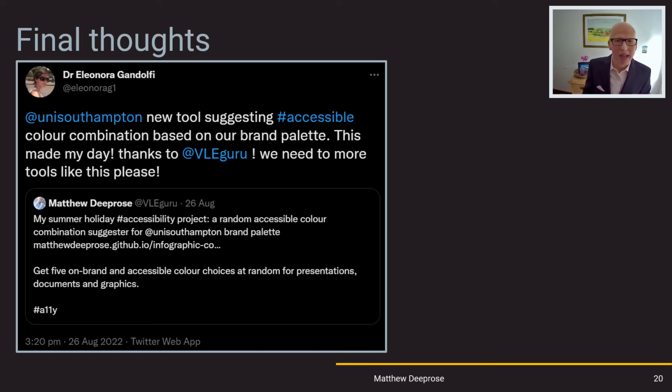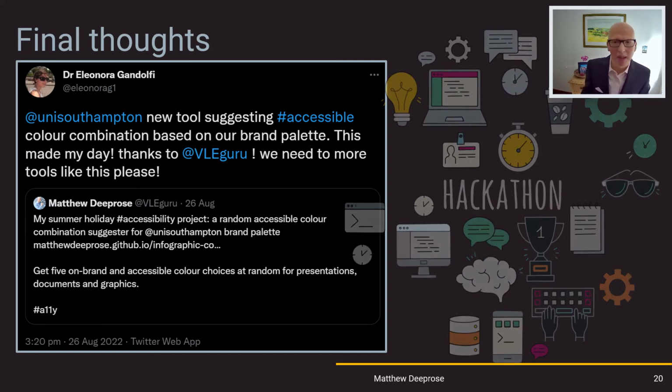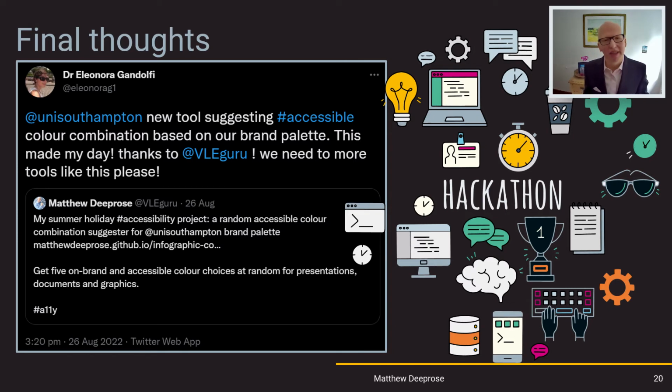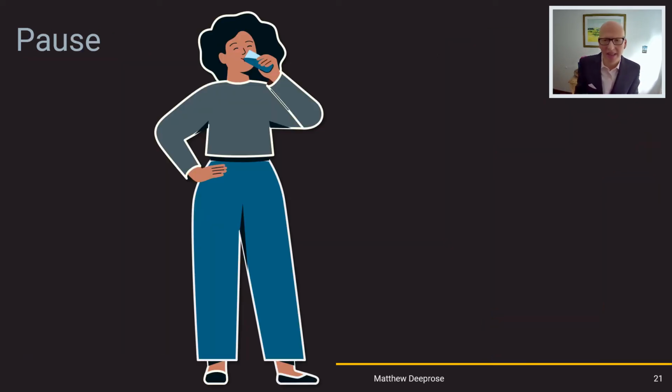And one piece of feedback from the brand randomizer I saw was my colleague Dr. Eleonora Gandolfi saying, "We need more tools like this, please." That made me think about the opportunities of hackathons to identify and prototype tools like the Color Suggester that can make accessibility easier for our busy colleagues. So I'm working with our Students' Union to see if our computer science students might be interested in this.